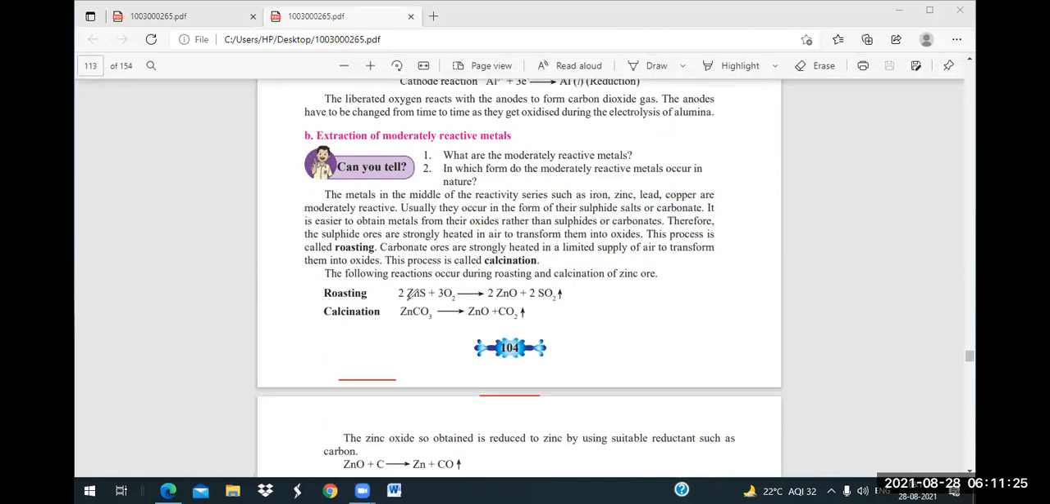Now here you can see one example of roasting and calcination. Zinc sulfide reacts with 6 oxygen atoms, and then it gives us zinc oxide plus sulfur dioxide. But here, zinc carbonate directly gives us zinc oxide plus carbon dioxide; it didn't mention how many oxygen atoms are used. So this is the calcination process, where limited air is required, not abundant air. And in the roasting method, we require abundant air.